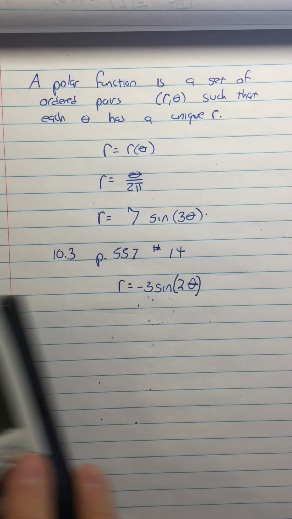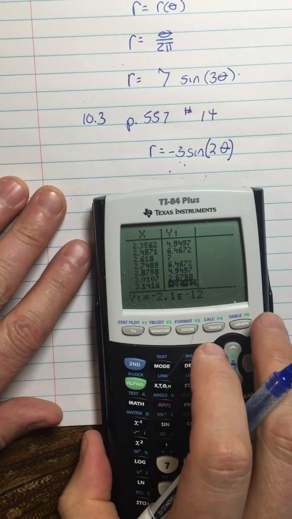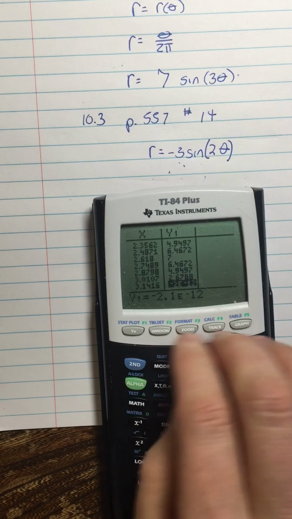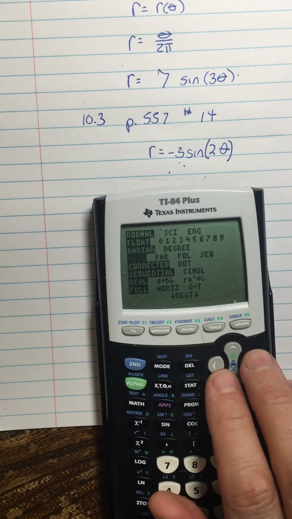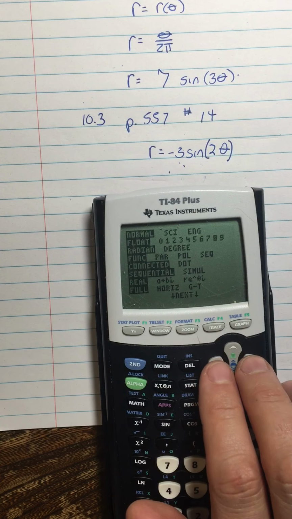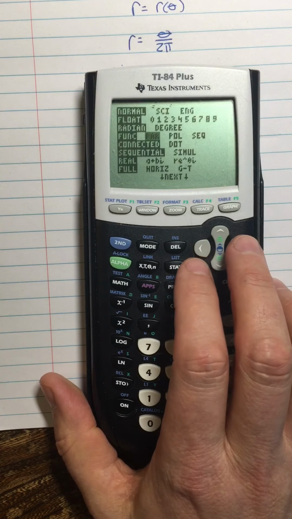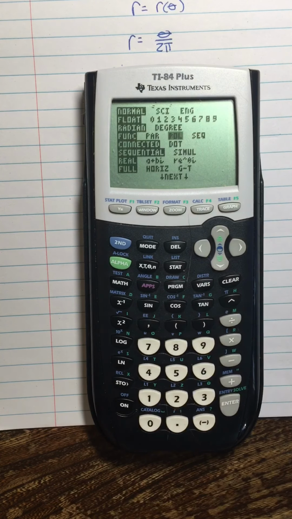Now, how are we going to get our calculator to do this for us? It's pretty nifty. We're going to go to mode. And down here, remember where we do func and par for function and parametric? Now we're going to do pol for polar.